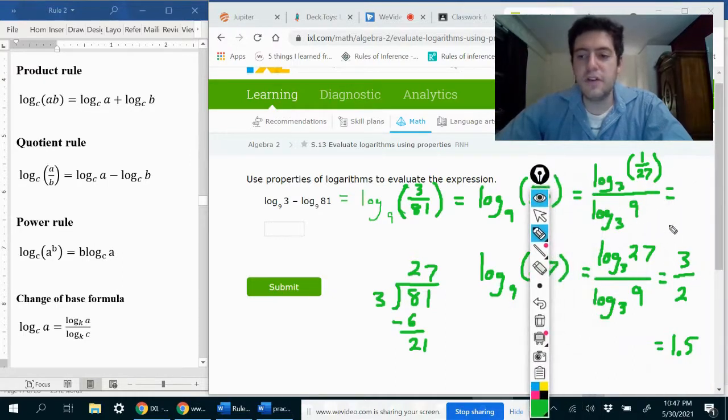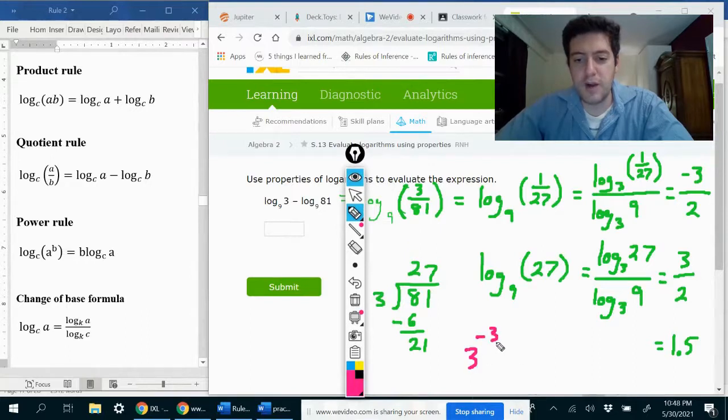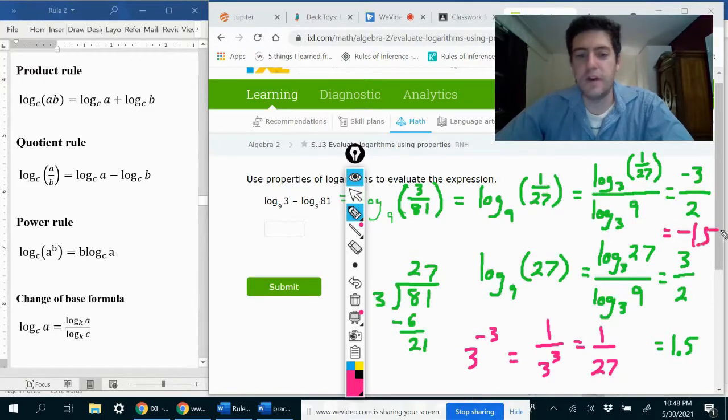And the only thing that's going to be different here is that this is going to be a negative 3 instead of a positive 3. And this would still be a positive 2 down here. The denominators here are the same. Okay. But this is 27, which we did before. This is 1 over 27. 3 to the negative third power is 1 over 27. To remember why, just remember your rules of exponents. 3 to the negative third power is the same as 1 over 3 to the third power, which is 1 over 27. So we would get negative 3 over 2 here, which is negative 1.5.